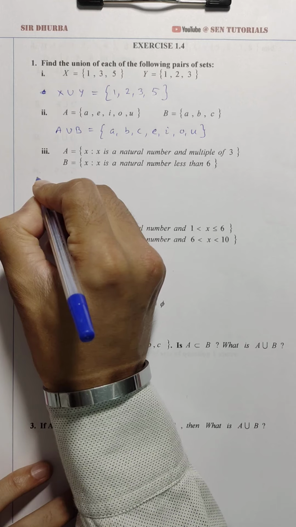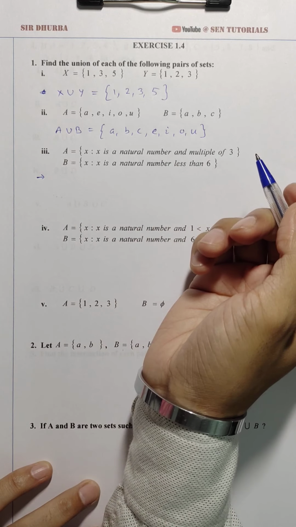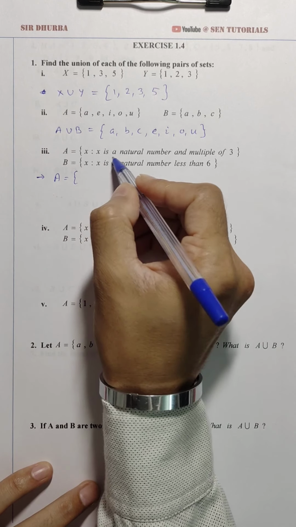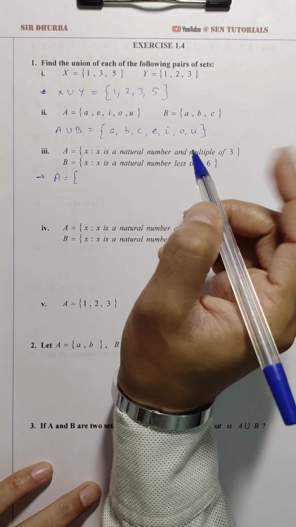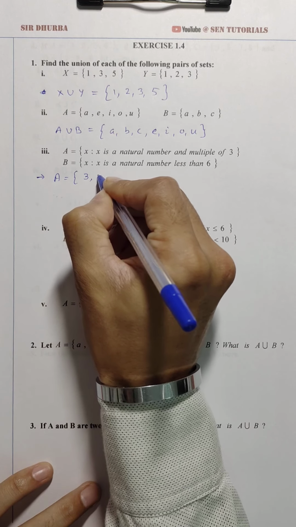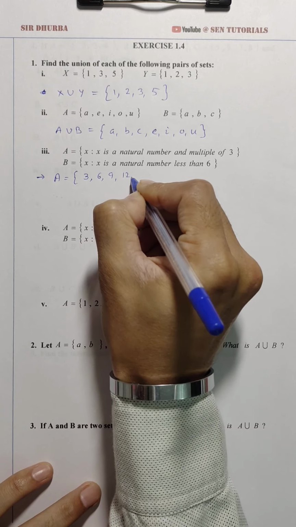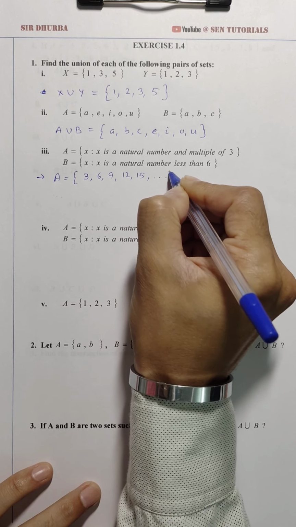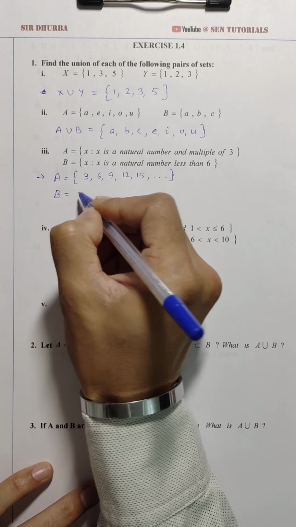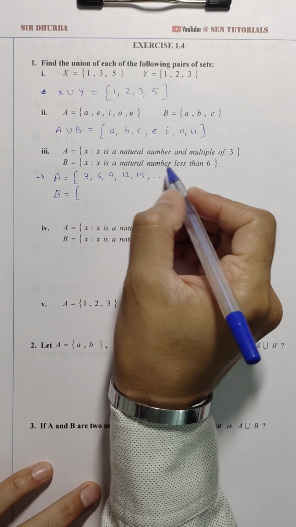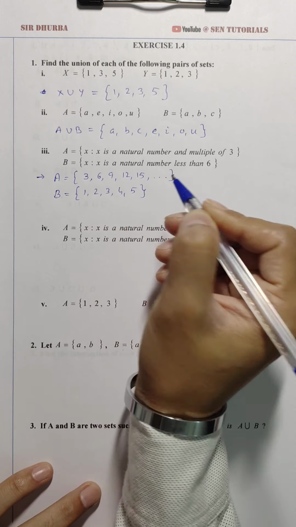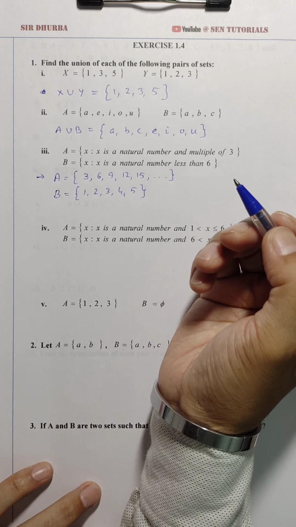All right, this is in the set builder form. So let's first get the sets. After that, we can go for the union. A is a natural number starting from 1 and a multiple of 3, so 3, 6, 9, 12, 15, and it can go on. It's an infinite set because it doesn't tell us where to stop. Doesn't matter. The set B: x is a natural number that's less than 6. So 1, 2, 3, 4, and 5, because it's very clear that it is less than 6.